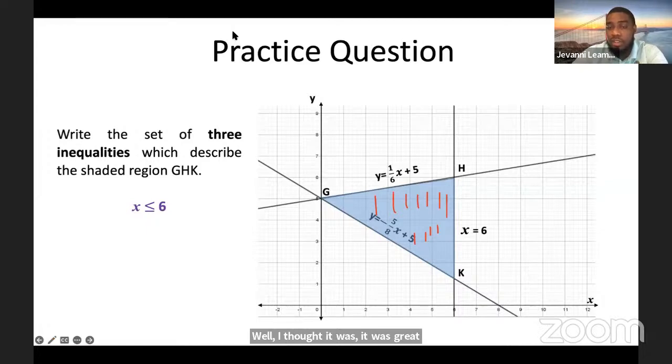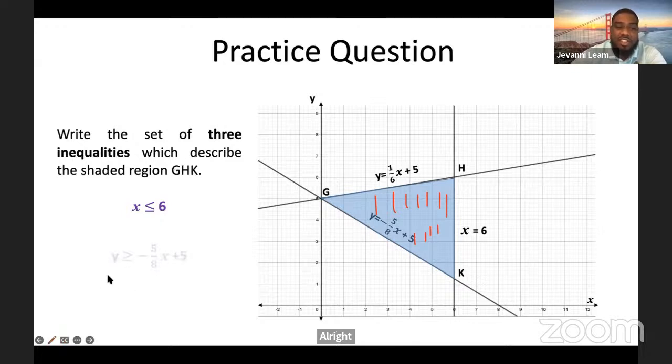No, sir. No, not in that scenario. All right, and so can somebody tell me why it's not greater than? Because, sir, the shaded portion is above the line. Not necessarily. The line is a solid line, not a broken line. So it's greater than or equal to.